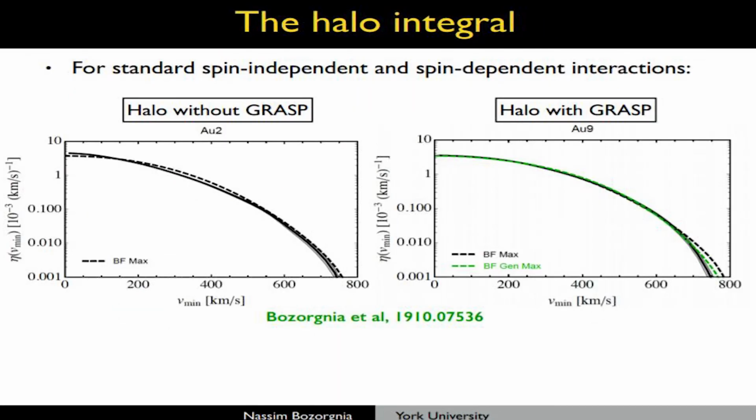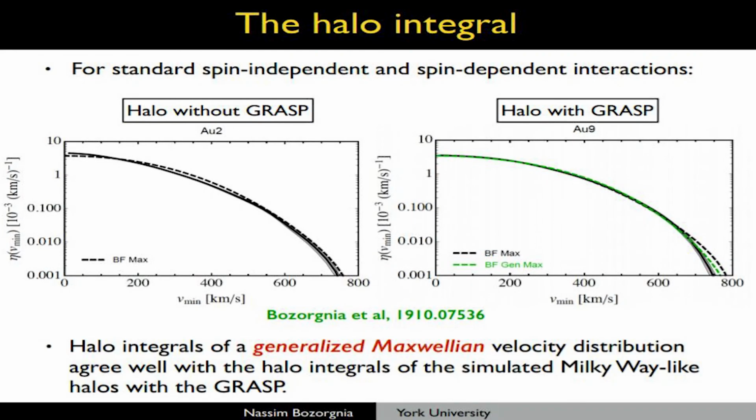And then the important part for us was not the velocity distribution, but these halo integrals, which are directly proportional to the event rate. This is one halo without the GRASP, and we have a very low error band here because the resolution is quite good. And so the best fit Maxwellian more or less works, whereas here the best fit Maxwellian tails don't fit the halo integral quite well, but when you use a generalized Maxwellian, it becomes closer to that. And we looked at the 4, and it's a similar result. So the generalized Maxwellian agrees well with these halo integrals.